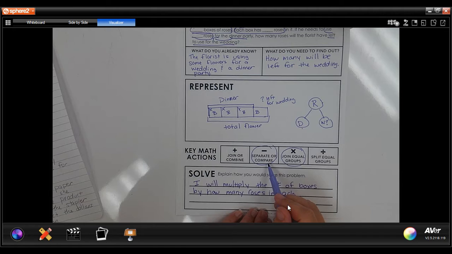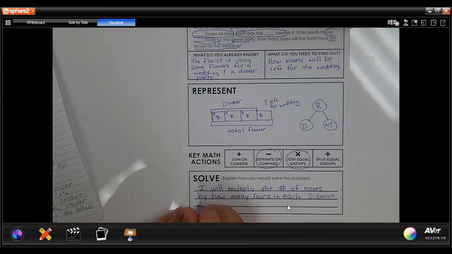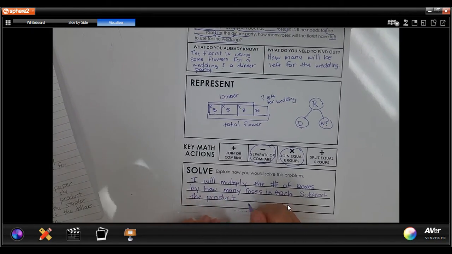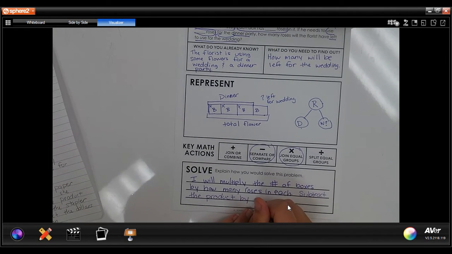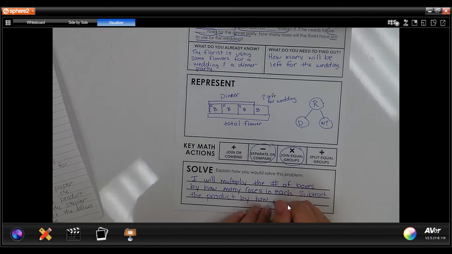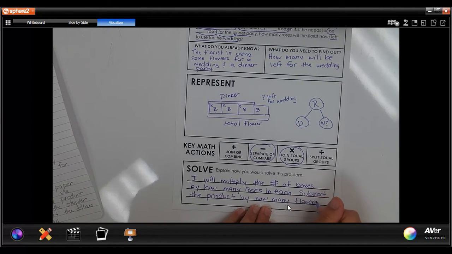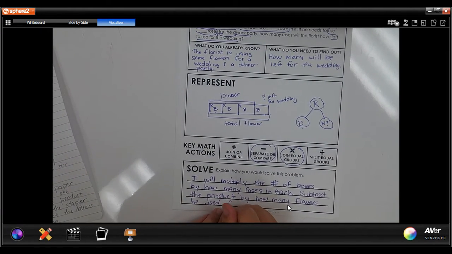Then after I multiply, I need to subtract the product by how many flowers he needs for the wedding. Or sorry, how many flowers he used for the dinner party. And this will tell me how many flowers will be left for the wedding.